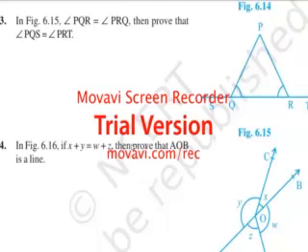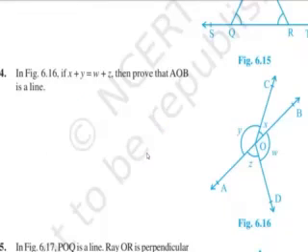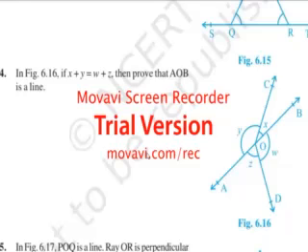Okay, now let's see question number 4. Here it has been said in figure 6.16, if x plus y is equal to w plus z, then prove that AOB is a line. You have to prove that AOB is a line if x plus y and w plus z are equal.